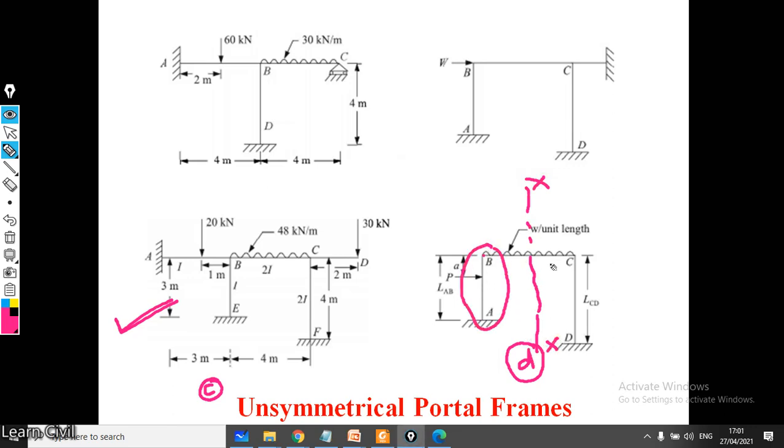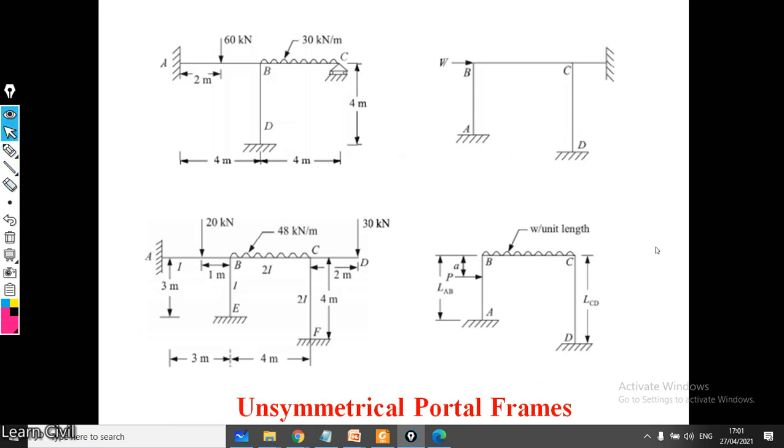you can see the length of this member AB is different as compared with the length of this member CD. Again you can see some load P is acting here, but there is no equal load of P acting here. Therefore these are some examples of portal frames with unsymmetrical loading.